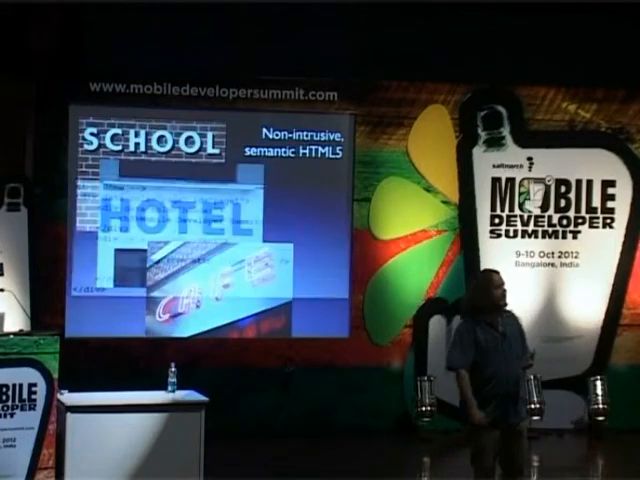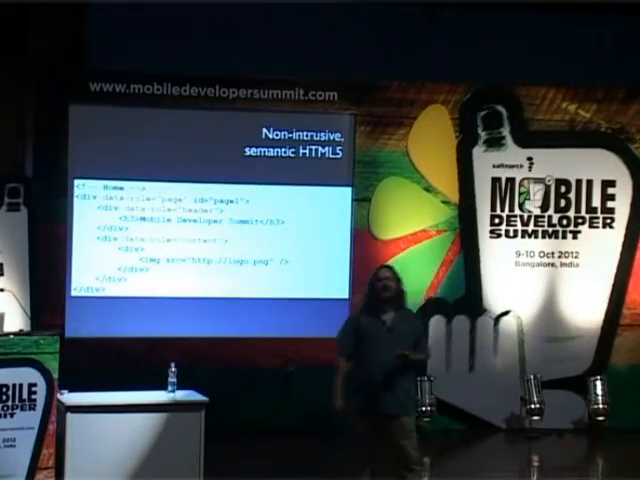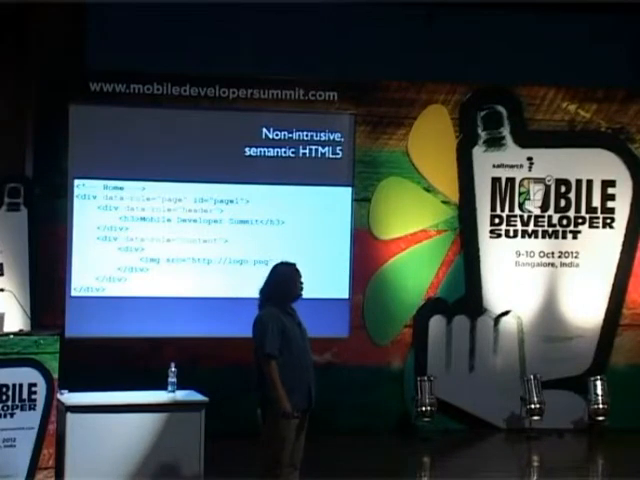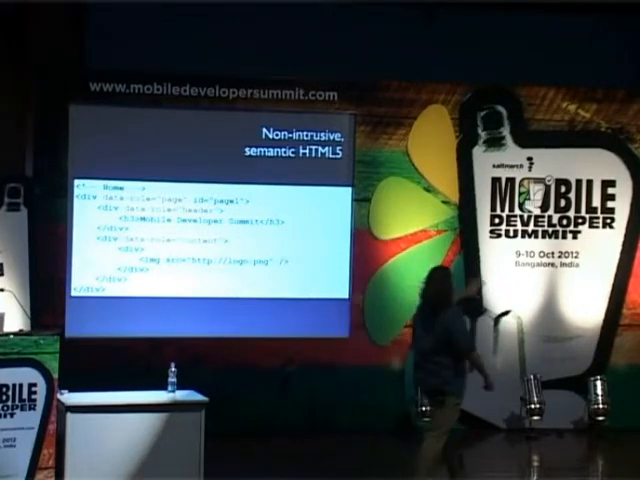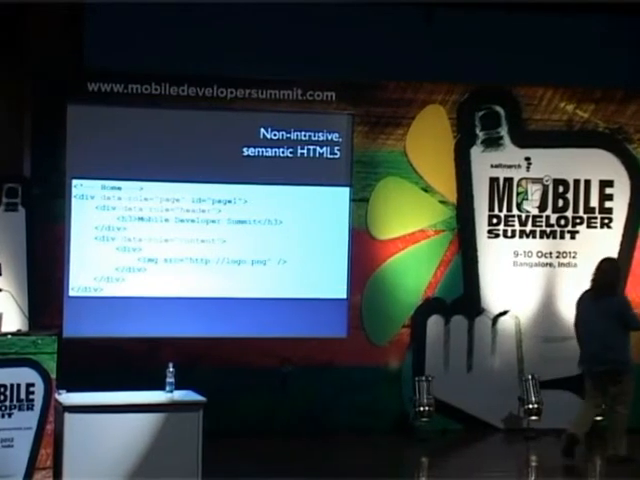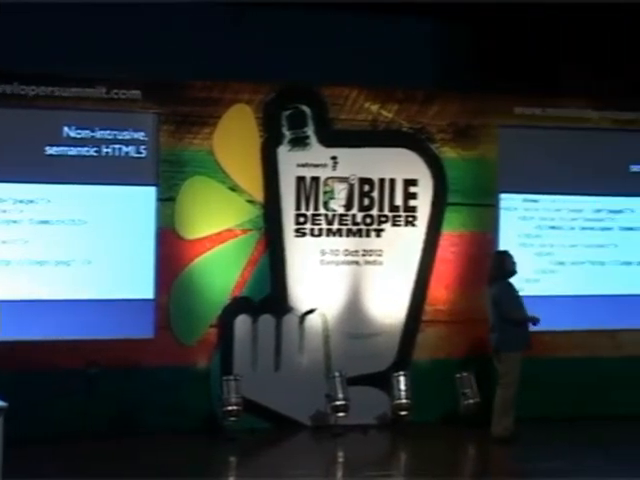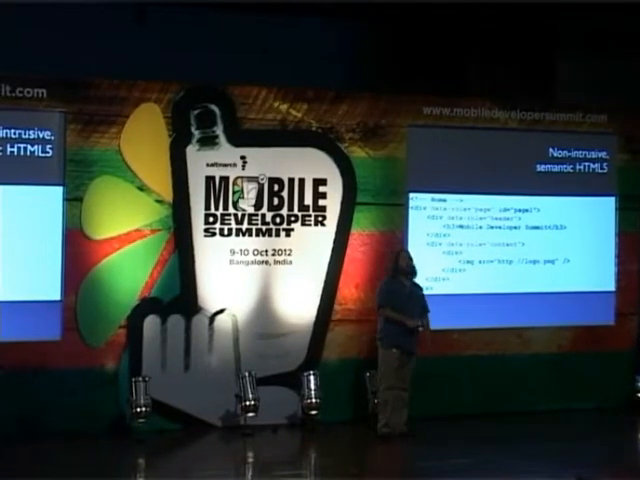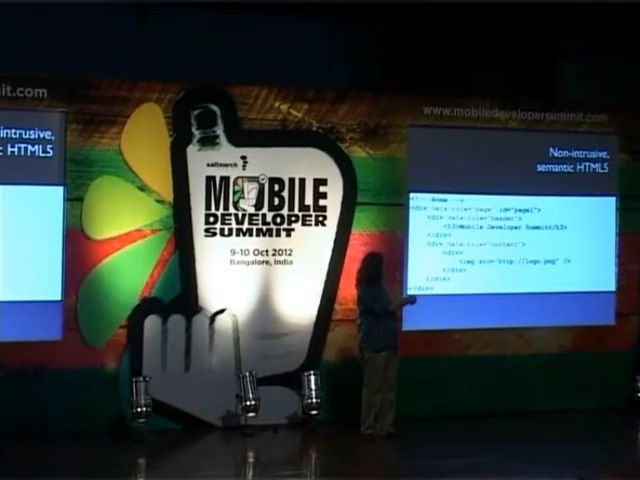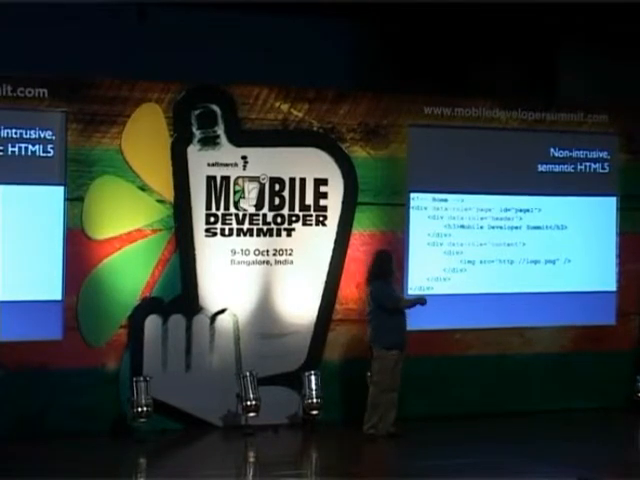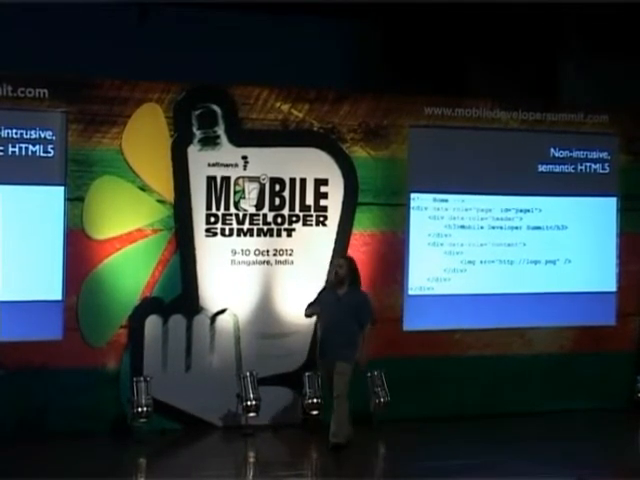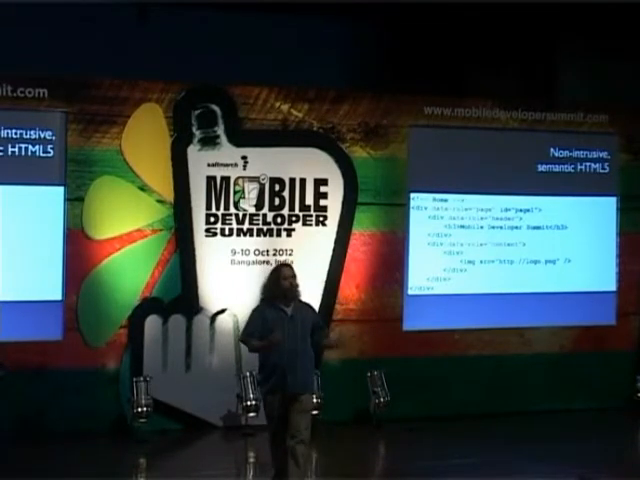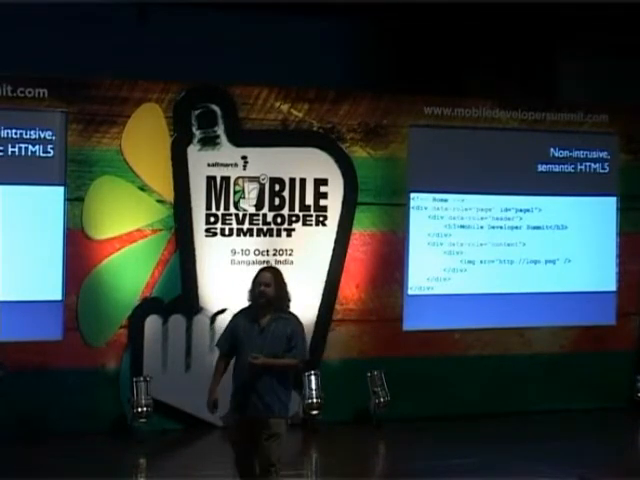But instead of things like school and hotel and cafe, we're going to be saying things like page. This div has the role of a page. And then inside of that page div, I have divs that have a role of header, role of content, role of footer, role of list, role of button, all these kinds of things.